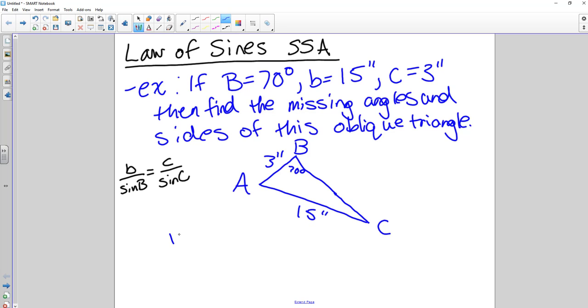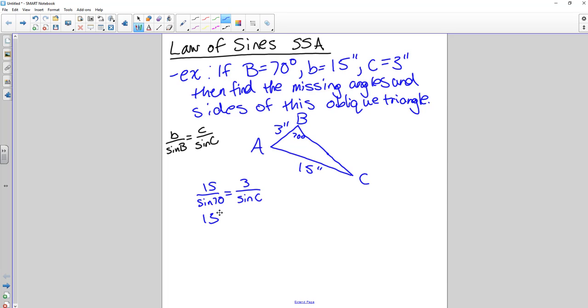Okay, so I'm going to plug in 15 for side B over sine 70, so side B over sine angle B, equals side C, which is 3, over sine of angle C. Okay, so when I cross multiply, 15 sine C equals 3 times sine 70. Divide by 15. So sine C equals all of that. I could calculate right now. Let's see what that is as a decimal: 3 sine 70 divided by 15.